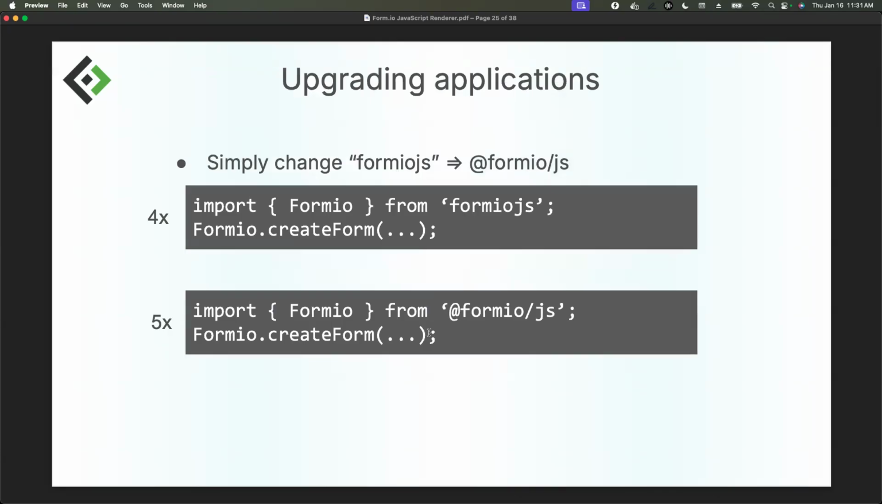Now, immediately a lot of people are like, okay, well, if that changes, how does that affect my application? I don't want to have major refactorings in my application. I'm happy to report that one of our goals with 5X is, while yes, we're going to change the namespace and make some major improvements, we do not want to cause much disruption in terms of having to refactor how you're using our renderer. So in almost all cases, now there's a few exceptions, but in almost all cases, all you have to do is change formio.js to @formio/js when you're importing it into your application.